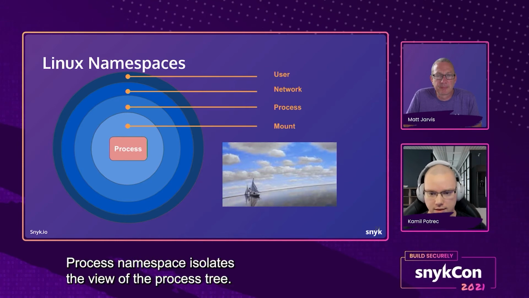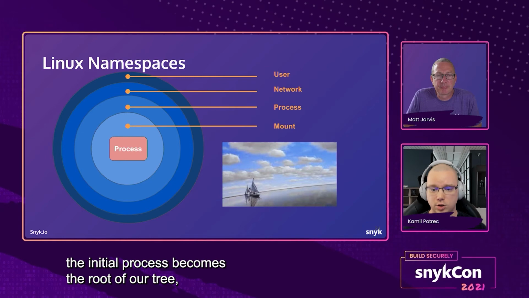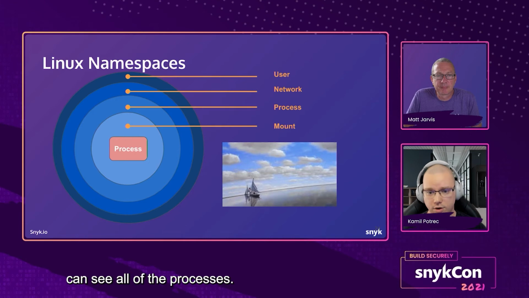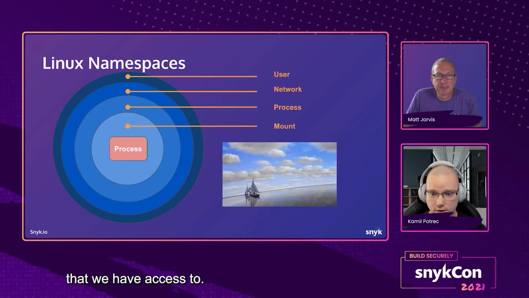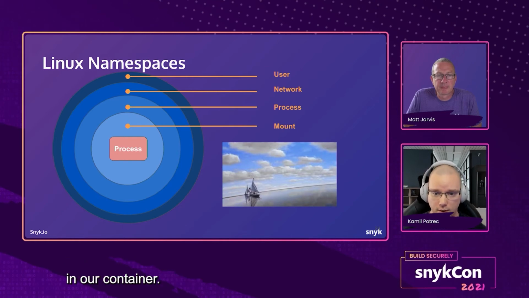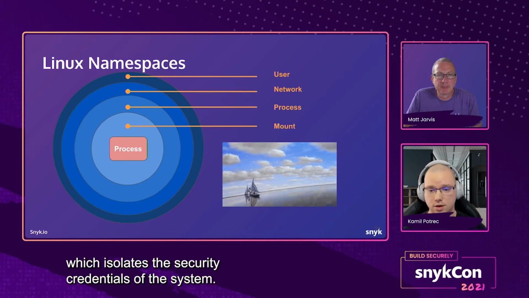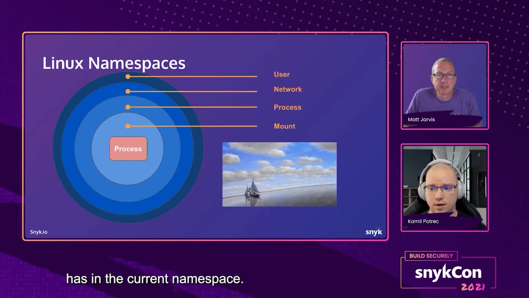Process namespace isolates the view of the process tree. Whenever we create a new container, the initial process becomes the root of our tree, and therefore we cannot see what's behind it. Only the host operating system and the kernel can see all of the processes. The network namespace isolates the network devices that we have access to, and this is what prevented us from seeing the physical devices on our host. We were still only able to see virtual interfaces in our container. And finally, there is a user namespace, which isolates the security credentials of the system. This links directly to what capabilities the user has in the current namespace.